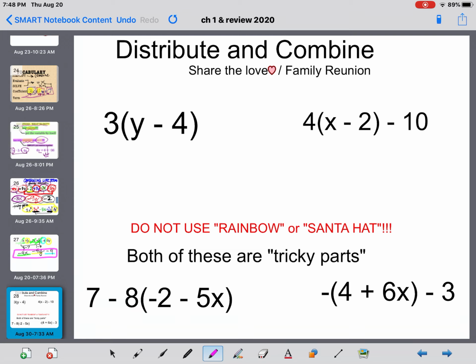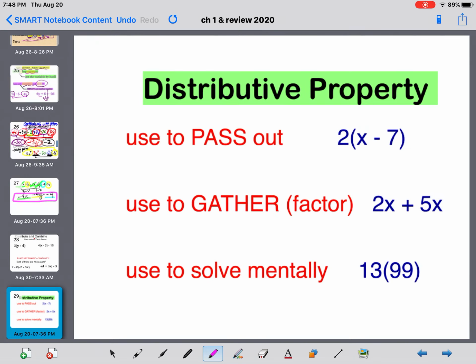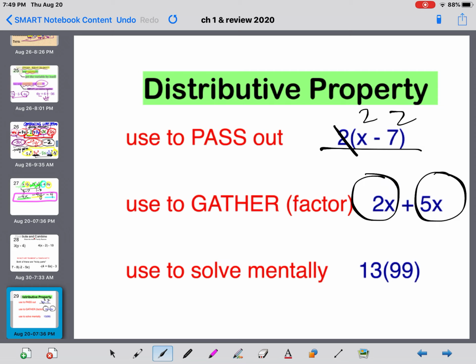Let's talk a little bit about distributive property. Distributive property that we learned about last year can do a couple of things. If we look over here, sometimes we can use distributive property to pass out, which means the 2 goes to each of these parts. And then we can multiply down. Sometimes we can use distributive to factor out. What do both of these have that we can take away from them? That's going to be an X. If we take an X away from each of them, we can rewrite it like this.